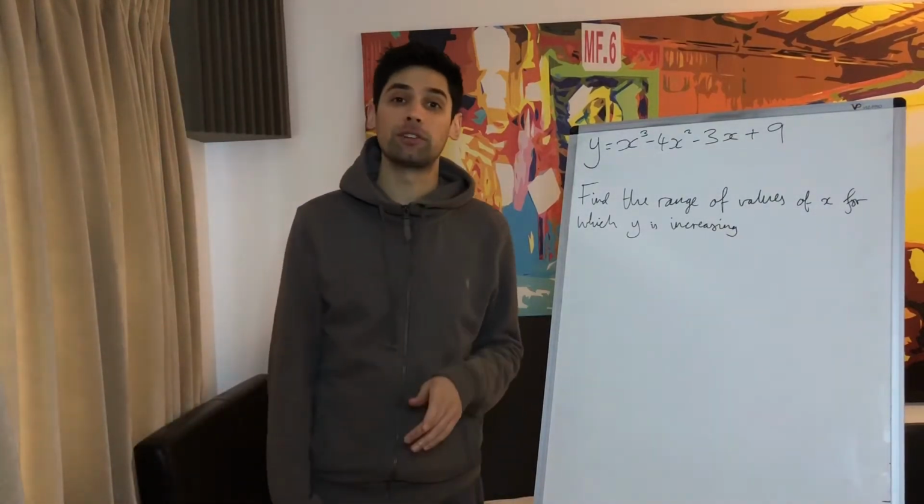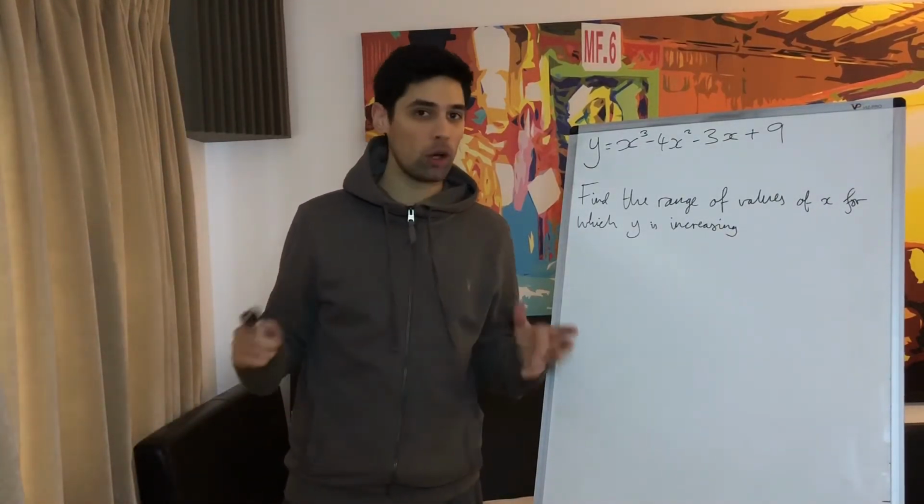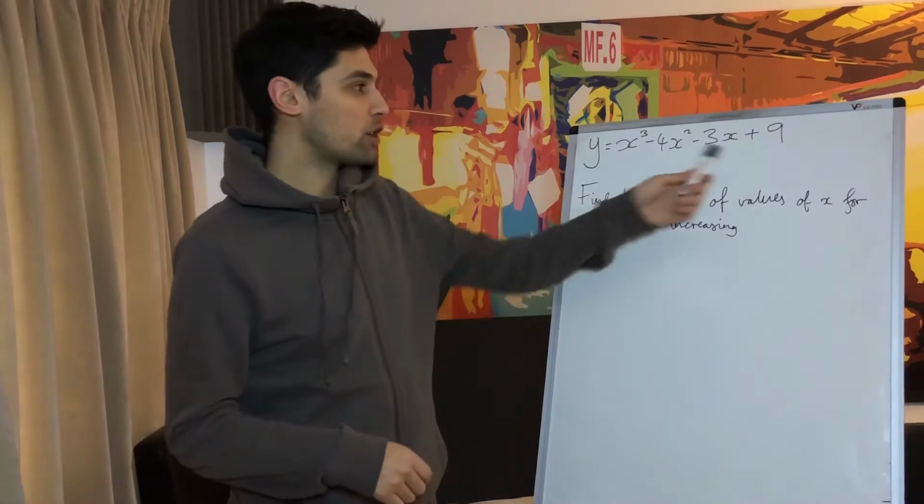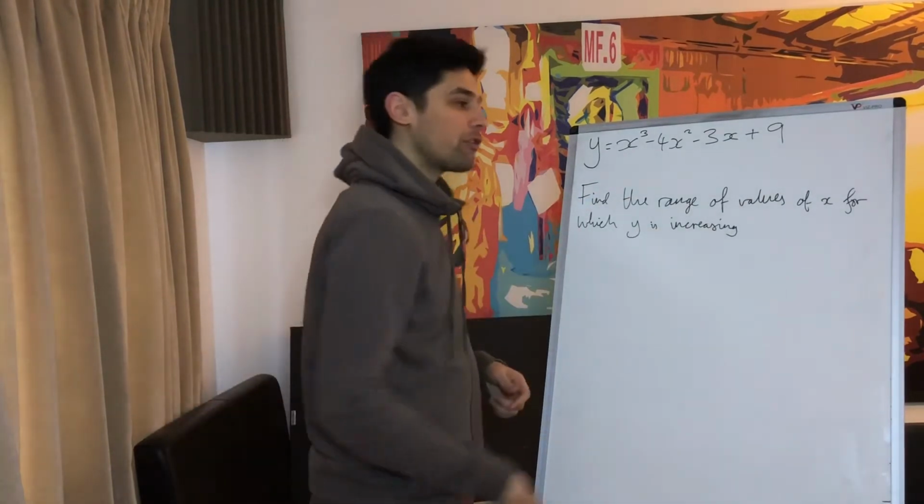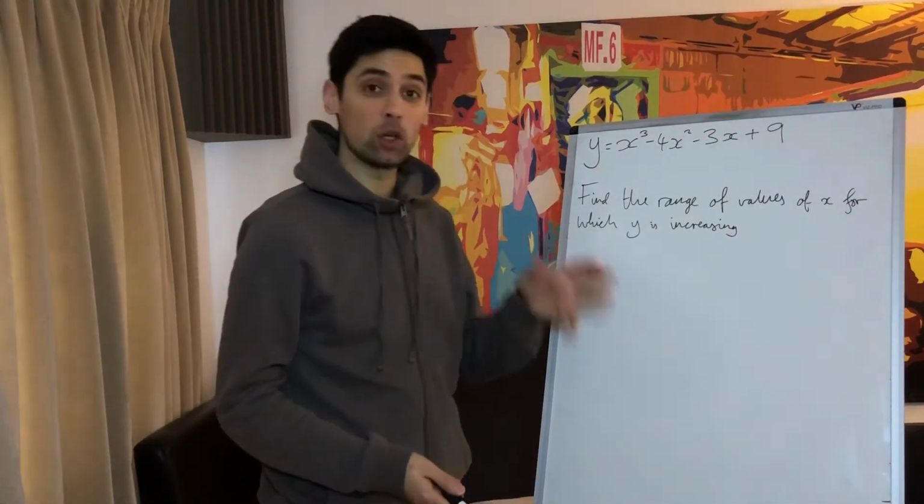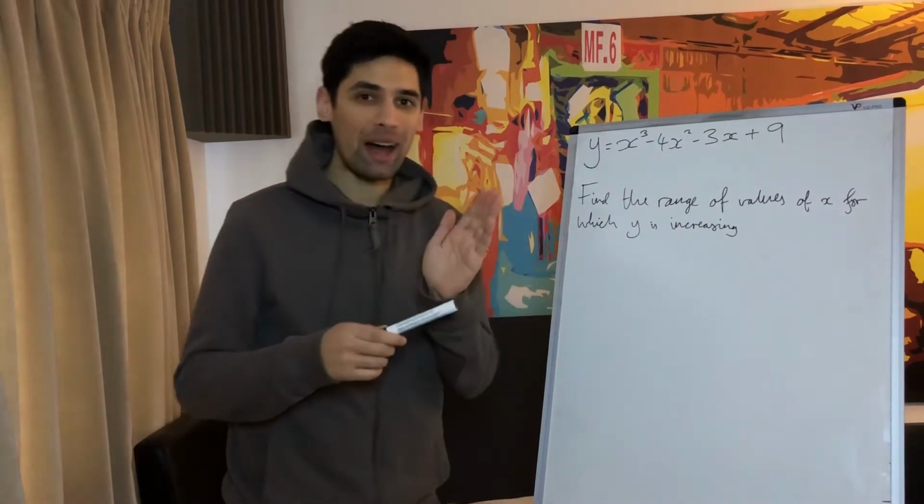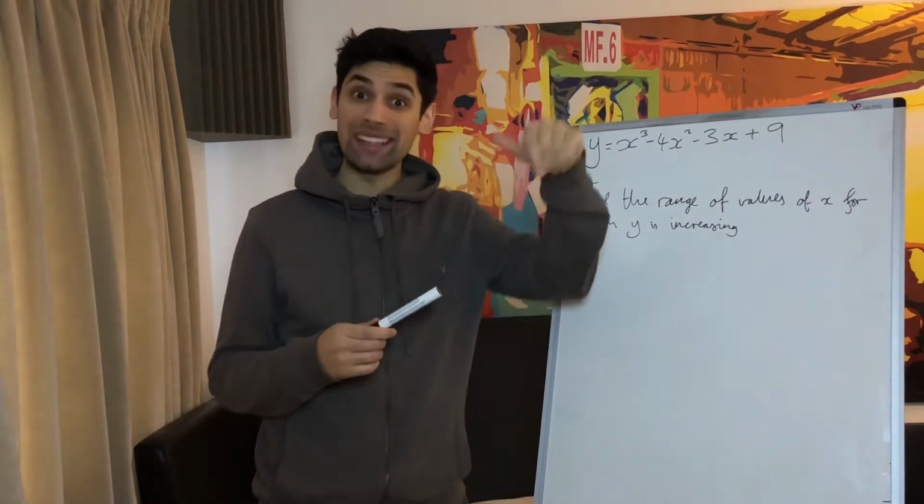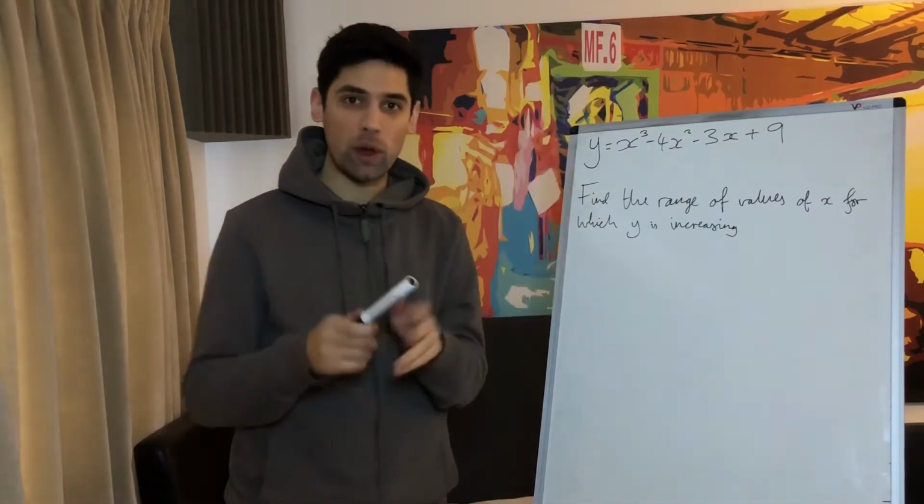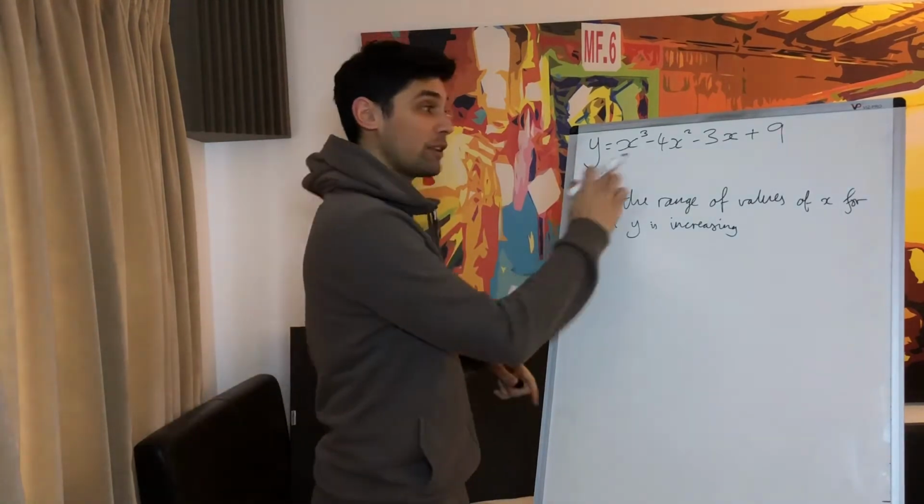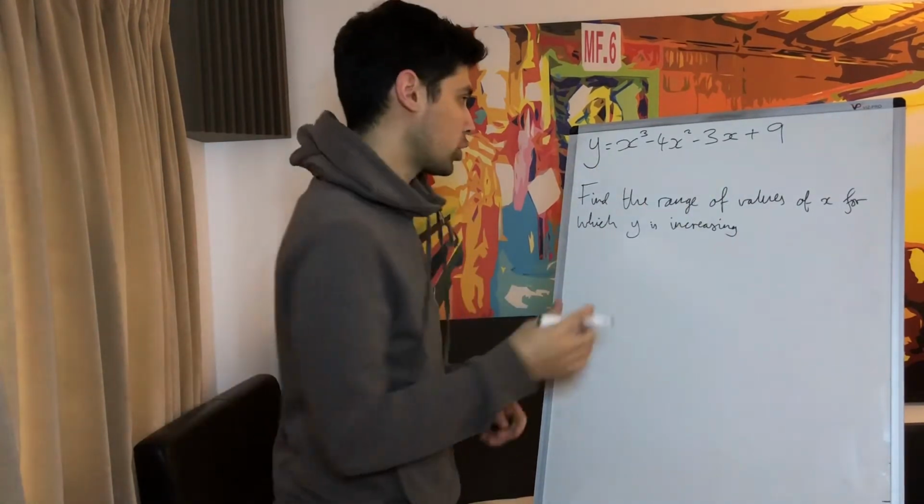Increasing and decreasing functions. Once again, it's all about gradient. So here we've got the equation of a curve. Find the range of values of x for which y is increasing. Now, when y is increasing, that means the gradient is positive. So that's what we're trying to find. So first of all, let's differentiate this to find the gradient function.